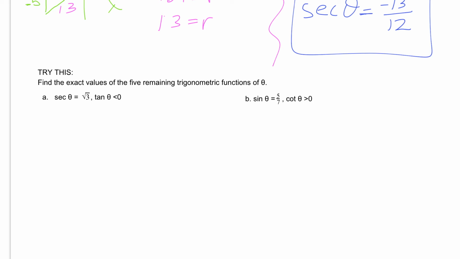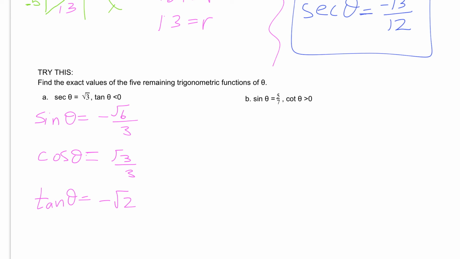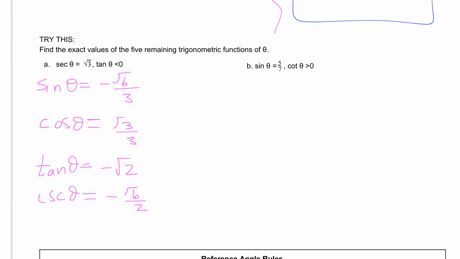If you did letter A correctly, you should have gotten that the sine of theta is negative square root of 6 over 3. Cosine of theta is the square root of 3 over 3. Tangent of theta was negative square root of 2. Cosecant of theta was negative square root of 6 over 2. And cotangent of theta was equal to negative square root of 2 over 2.